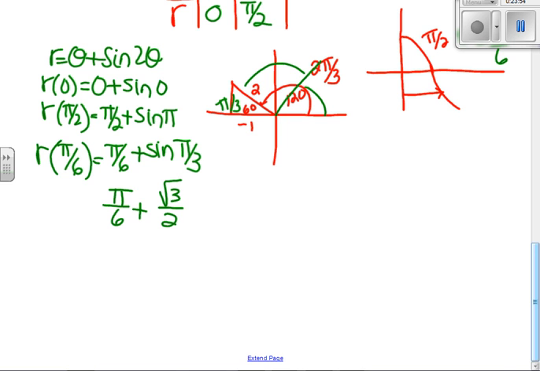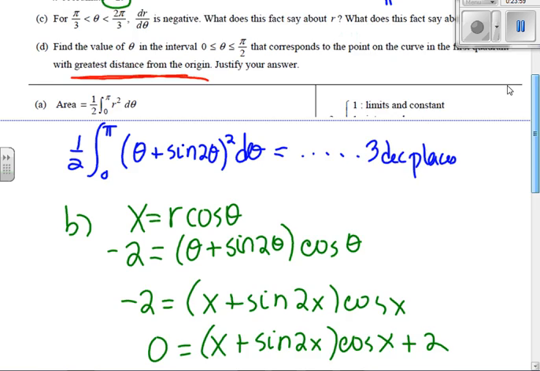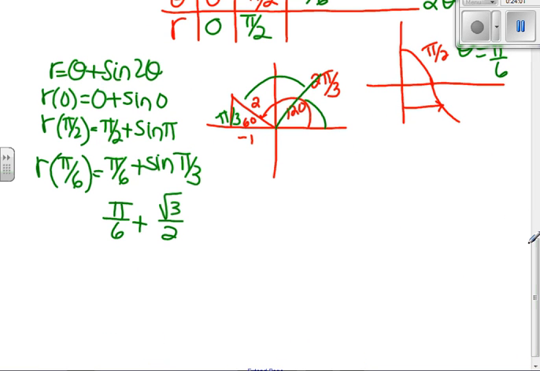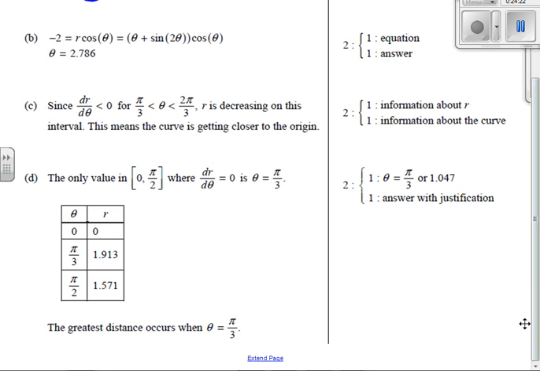I'm not sure, so I'll use my calculator, because what are we asking for? Furthest away? Yeah, furthest away, I'm going to guess it's that one, but I always guess wrong. This is 1.57. Pi over 6, that's about a half. I don't know. I use my calculator just to be sure. Do I have the right angle? See, they were pretty close.